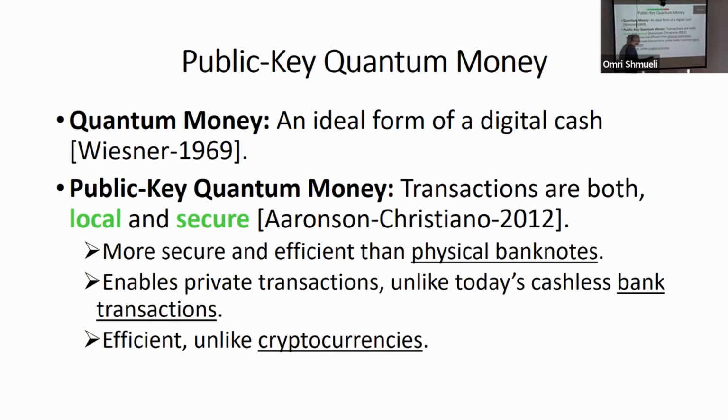And we can compare quantum money, and specifically public key quantum money, to other solutions that we already have, like physical banknotes. It's more secure than physical banknotes, because physical banknotes are theoretically clonable, and much more efficient, much faster. Physical banknotes are very hard to move around. It's private, unlike bank transactions, because the bank knows about the transaction that we're doing, and it's efficient, unlike cryptocurrencies, which we know are one of the most inefficient ways to communicate currency.